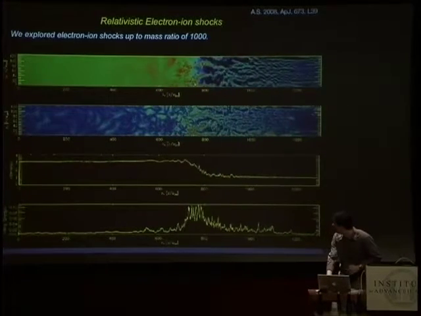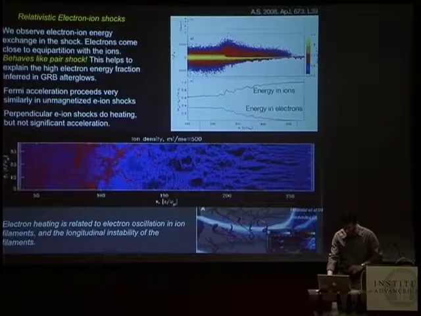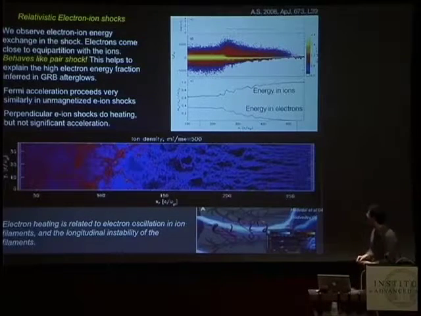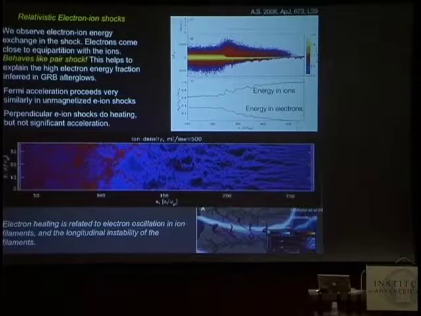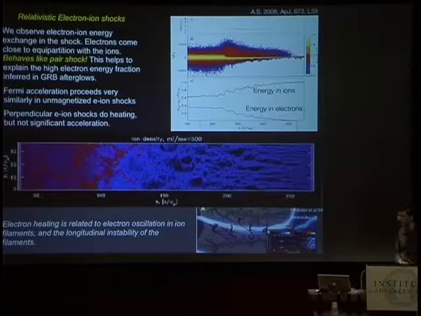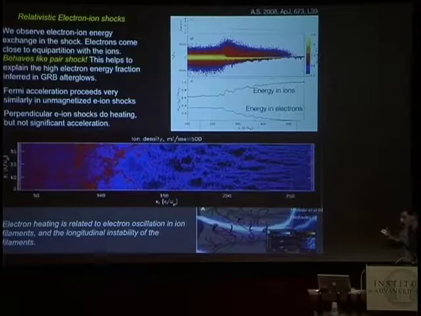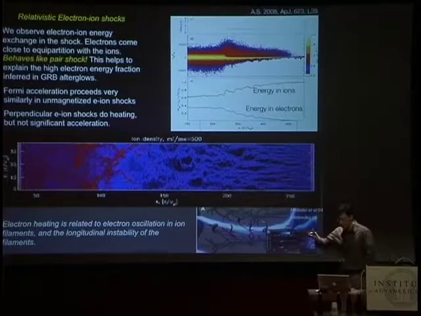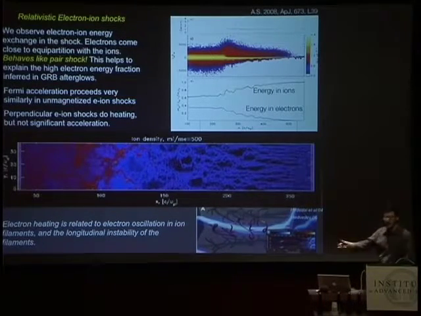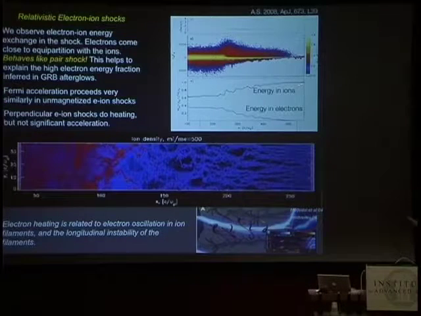OK, so I just wanted to mention a few things about these electron-ion shocks. One interesting thing that we find is that there is a very efficient energy exchange between ions and electrons. What's shown here is the energy in the flow. Initially, all of the energy is in the ions, because if you have electrons and protons moving with the same velocity, the ions are obviously much more massive, so their kinetic energy is much larger. So all of the energy of the flow was in the ions, and almost nothing in electrons.